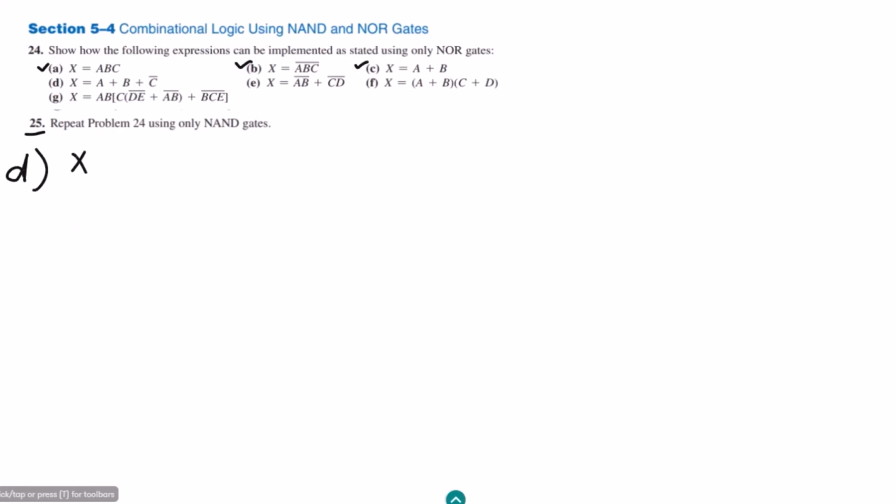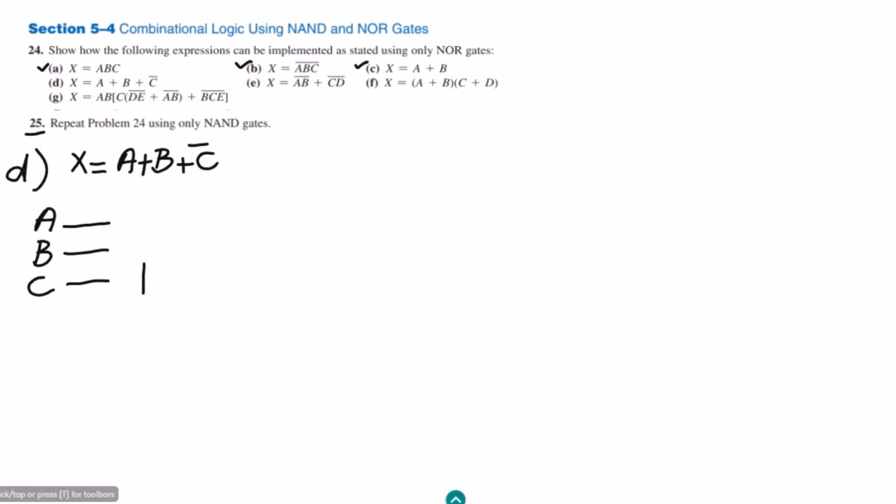x equal to A plus B plus C complement, and we know from our previous video how to implement the OR gate by using the NAND gate. So let me first see how many inputs I have. I have three inputs, so let me apply the three inputs: A, B, C, the first, second, third. Okay, the C has to be complemented by using the NAND gate.